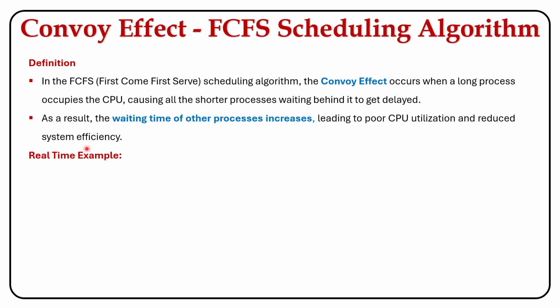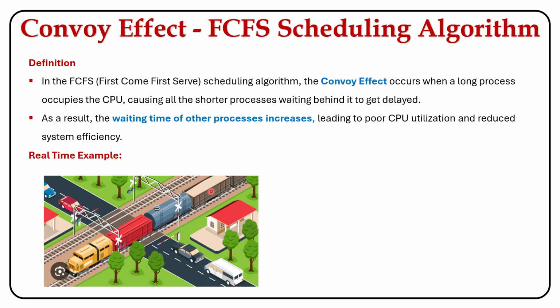Let's have a few real-time examples. When a long train crosses, every vehicle behind the closed gate must wait until the train completely passes. Even if some vehicles could move faster, they are all forced to stay until the first one, that is, the train, moves completely. So this is called the Convoy effect.